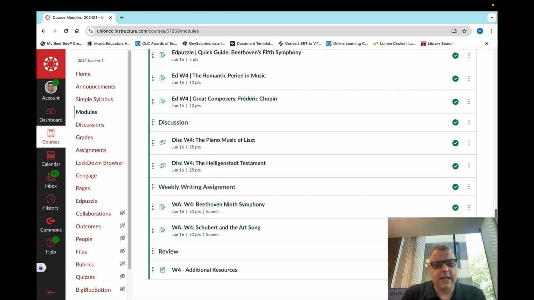And then we have 2 writing assignments. The first is going to be on Beethoven's Ninth Symphony, and the second is going to be on Schubert and the Art Song or the German Lied. So that's going to be the main crux of week 4.